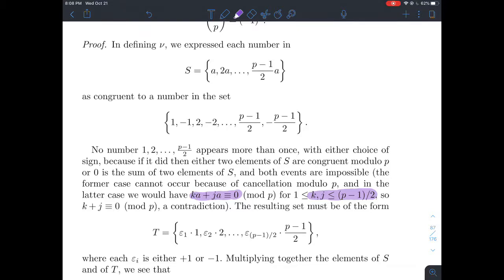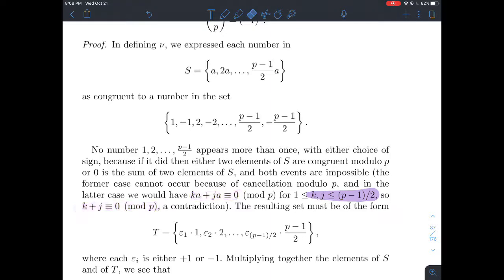So I know in particular that K and J can't be congruent to each other mod p. There are p distinct equivalence classes, and they represent two different equivalence classes. But again, by cancellation, we could factor out that A and cancel since p is prime, and we get a lot of those cool cancellation laws whenever the modulus is prime. So what that leads to is that K plus J has to be 0 mod p, which of course is silly since these things are less than (p minus 1) over 2.